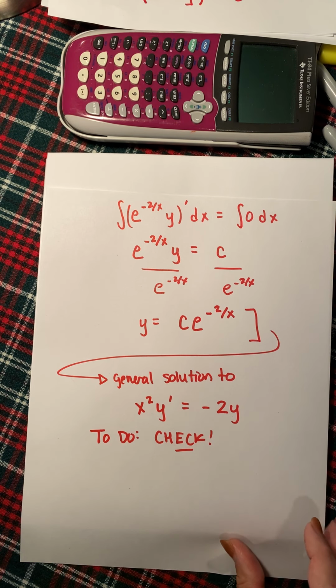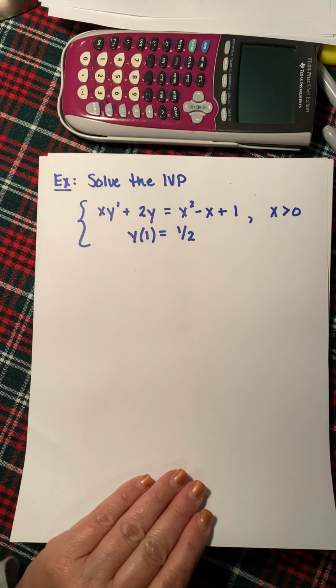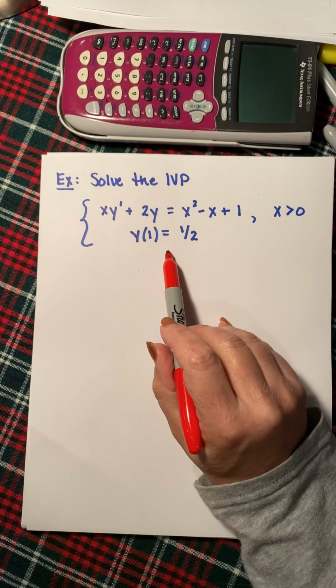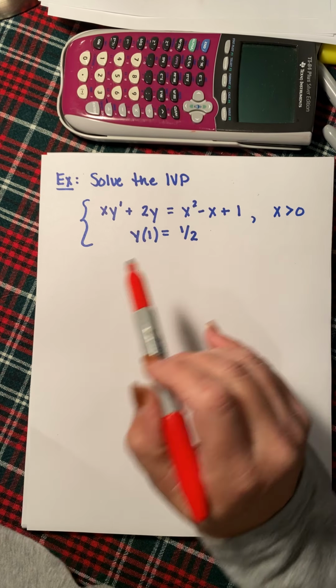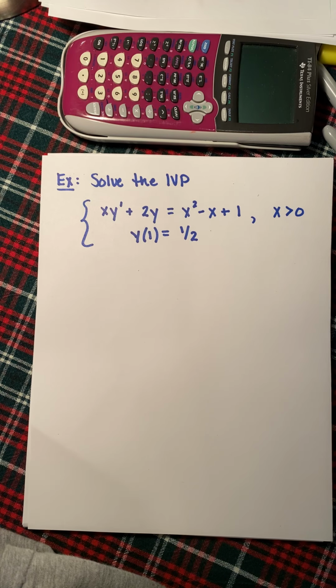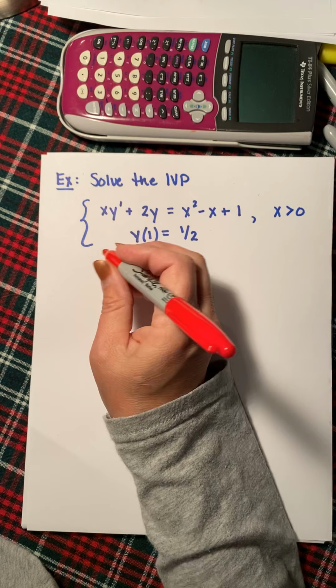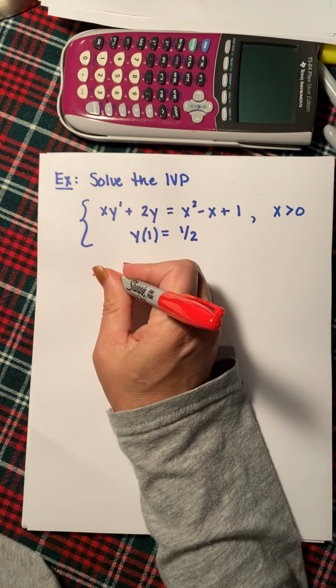All right, let's try another one. This time we're going to solve an initial value problem. So not only are we given a differential equation, but we're given an initial condition. So once we have our general equation, we'll plug in 1 for x, set it equal to an output of 1/2, and find the particular solution. All right, so here's my differential equation. We'll worry about the initial condition later.